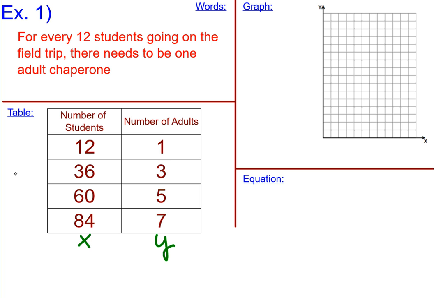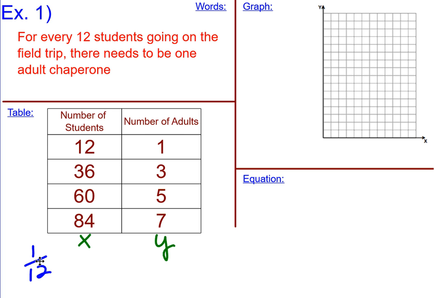We are multiplying by 1/12. Can we agree with that? 12 times 1/12 gets us 1. 36 times 1/12 gets us 3. 60 times 1/12 gets us 5. And 84 times 1/12 gets us 7.